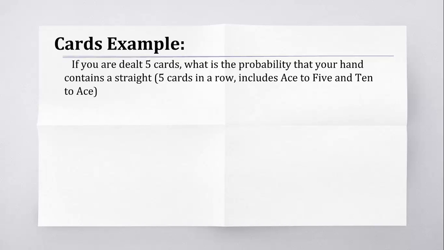If you're dealt 5 cards, what's the probability that your hand contains a straight? So this is a cards example. I just wanted to do 2 quick examples here. A straight is 5 cards in a row. That could be ace to 5 or 10 to ace. Typically ace to 5 also includes a straight.